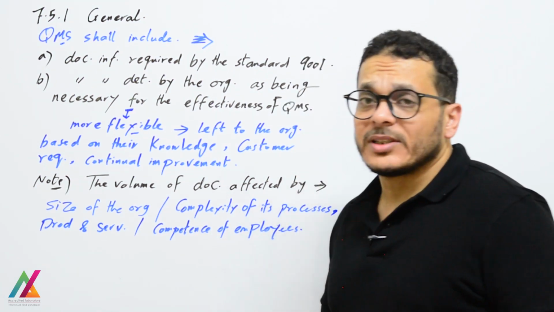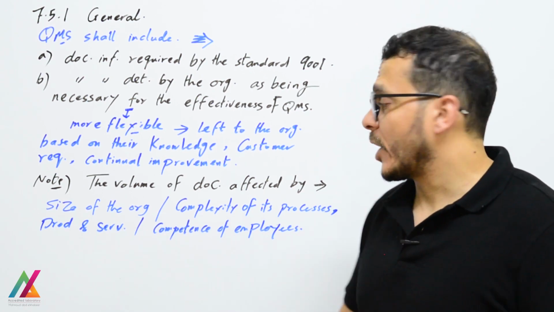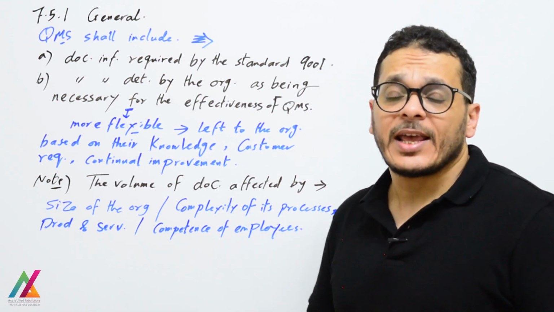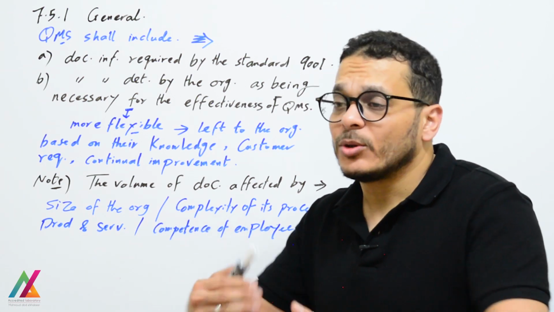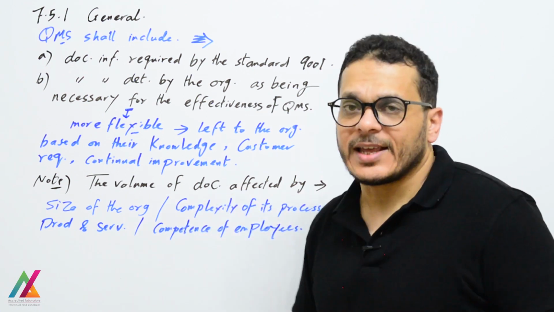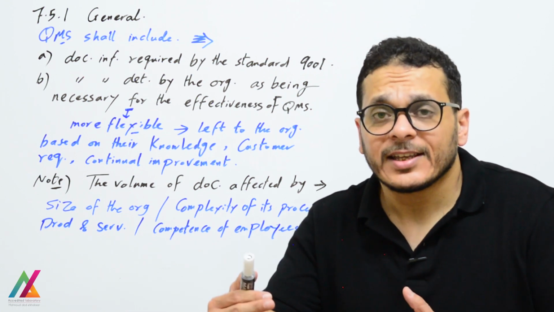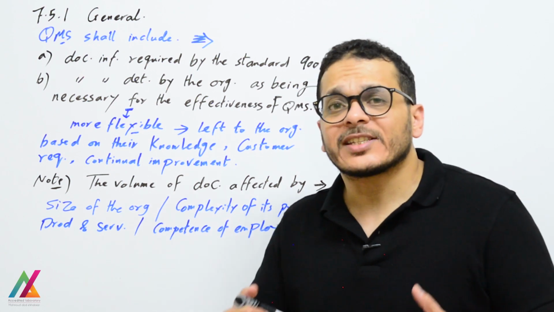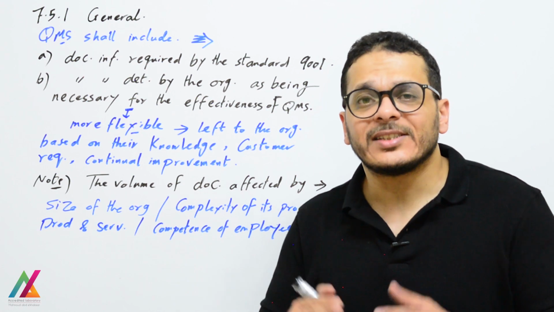The volume of documented information is also affected by many factors, such as the size of the organization and the complexity of its processes, products and services. And this is really logical, because if the size of the organization is big, they will need more documented information. And also the competence of the employees. I found that if the competency of staff increases, the documented information will be less, because they will have more experience with the standard and will know how to reduce the documented information used.